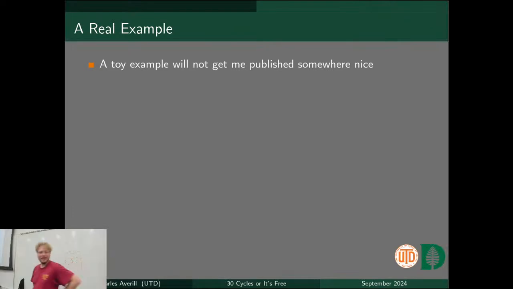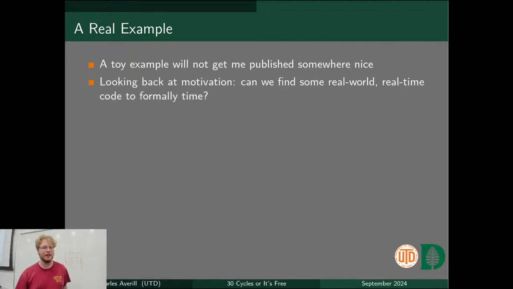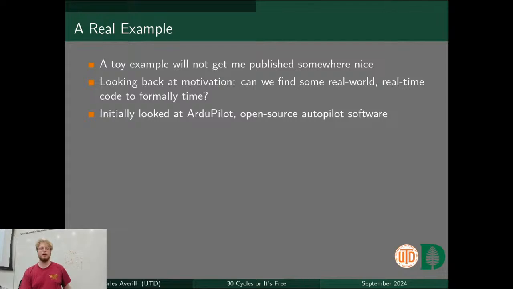So that little add loop example is nice, and it's a good way to introduce people to the idea. But that is not going to get me published anywhere because it's too tiny and it's not real code, right? So looking back at our motivation, can we think of some real-world code that is security sensitive that we can actually formally time and get a good result that we can publish?